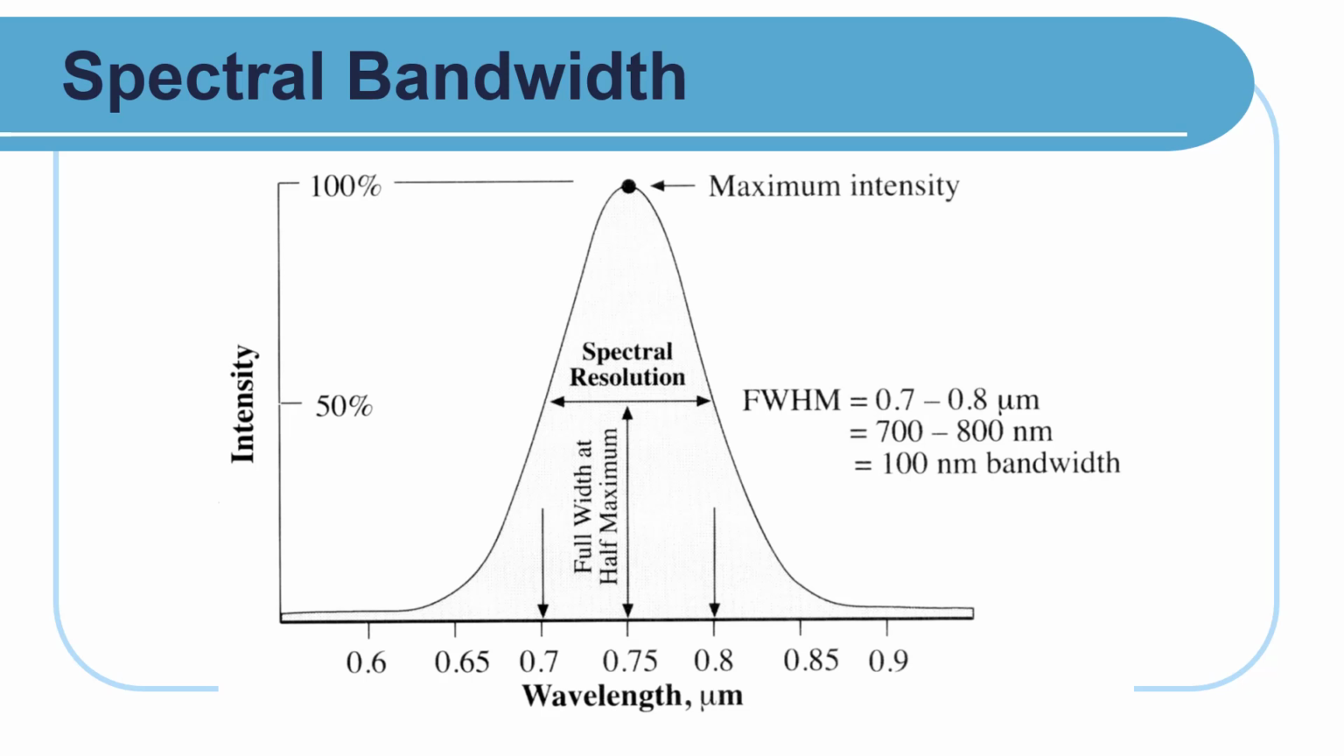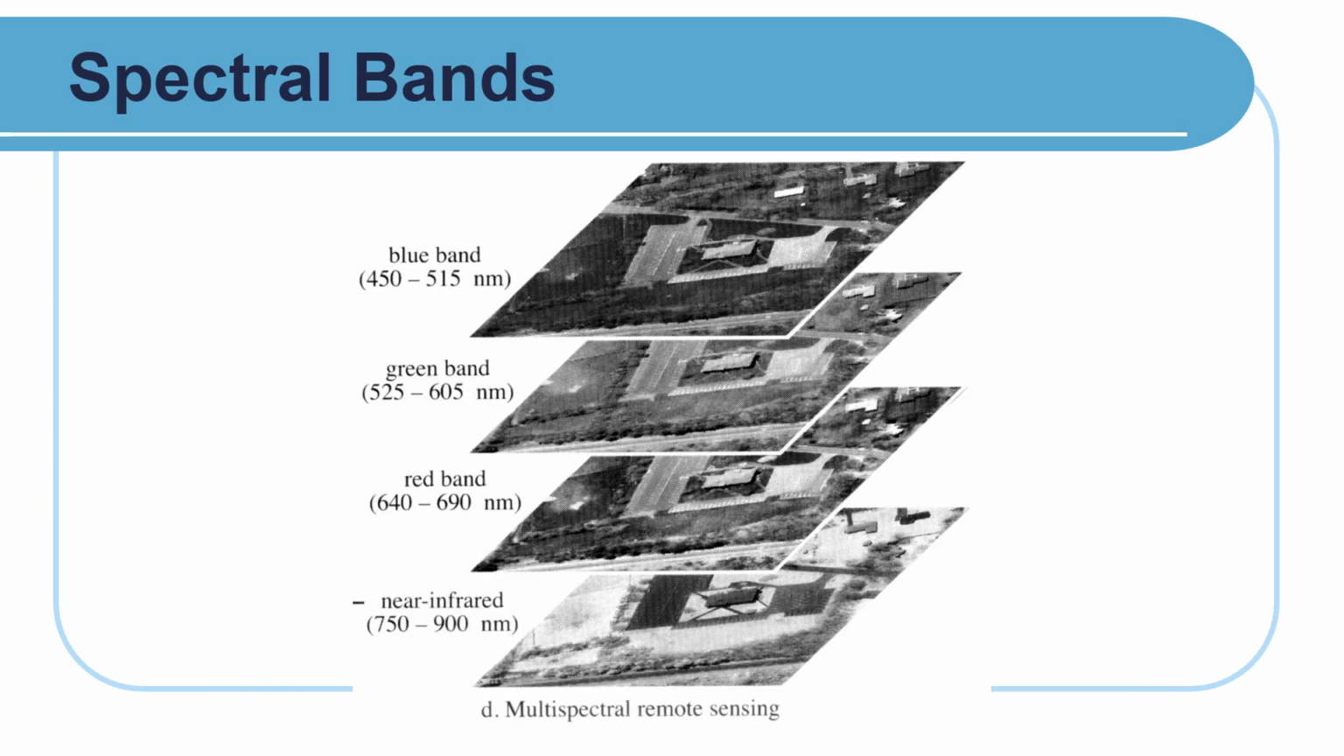It has an intensity, or a maximum intensity, of 0.75 micrometers, which is shown at the top of this curve. So this is how we mathematically describe and graph spectral bandwidth.